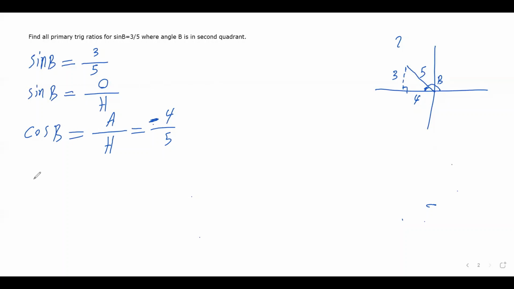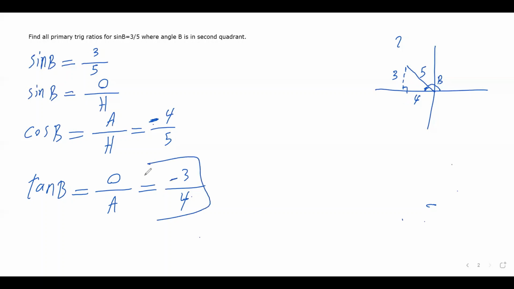All right, let's find tan B now. So tan B equals opposite side over adjacent side. I have my opposite side, which is 3. Adjacent side is 4. And again, in quadrant 2, only sine is positive, so my tan should be a negative number. So my tan B equals negative 3 over 4. And this is cos B.